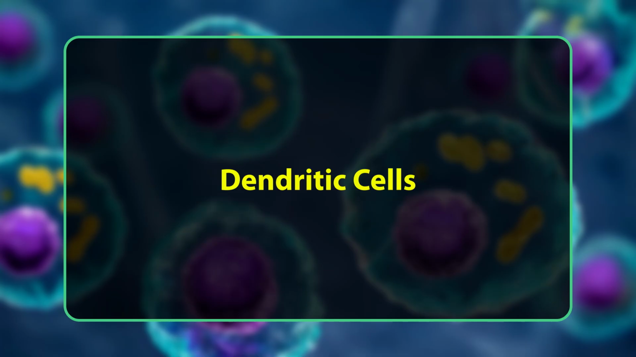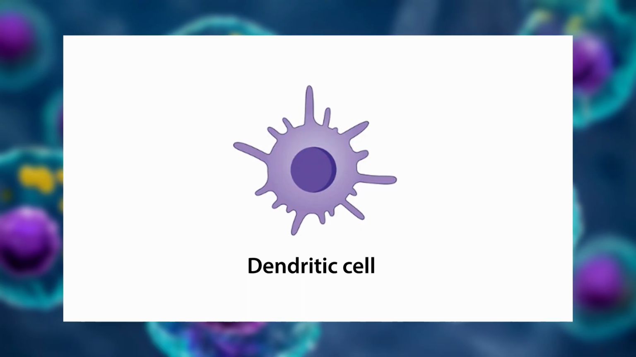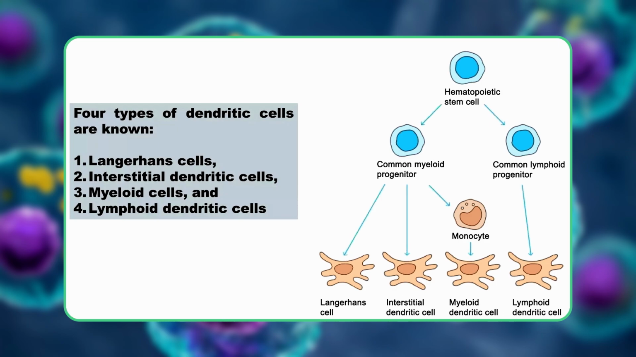Now, let us move on to dendritic cells. The dendritic cell acquired its name because it is covered with long membrane extensions that resemble the dendrites of nerve cells. There are many types of dendritic cells, although most mature dendritic cells have the same major function, the presentation of antigen to T helper cells. Four types of dendritic cells are known: Langerhans cells, interstitial dendritic cells, myeloid cells and lymphoid dendritic cells.